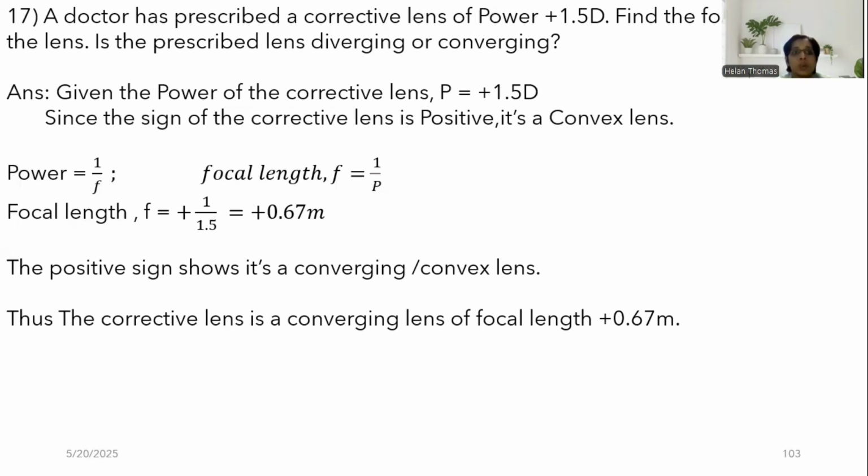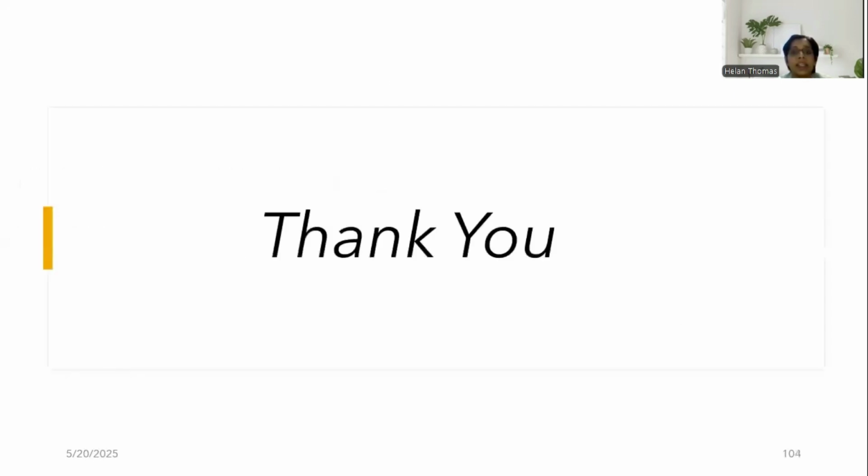Now power is equal to 1 by focal length, so focal length F is equal to 1 by P. Focal length F is equal to 1 by plus 1.5 D, which is equal to plus 0.67 meters. Remember, whenever power is in D, your focal length will be in meters. The positive sign shows it's a converging lens, and thus the corrective lens is a converging lens of focal length 0.67 meters.